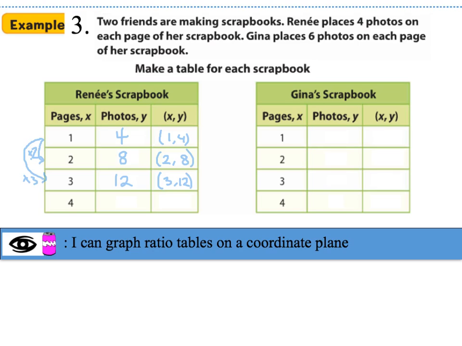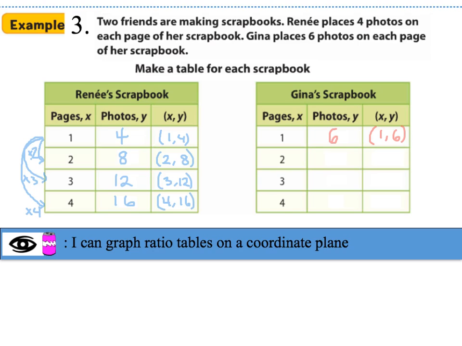And we can go ahead and scale it again, scale forward. Let's multiply it by 4. And on 4 pages, she would have 16 photos, and her ordered pair would be 4, 16. Now on the right-hand side, let's talk about Gina's scrapbook. On 1 page, she's going to have 6 photos, and her ordered pair would be 1, 6.